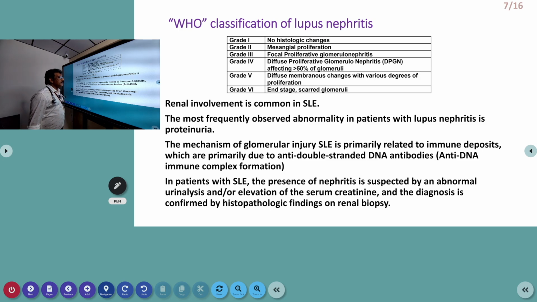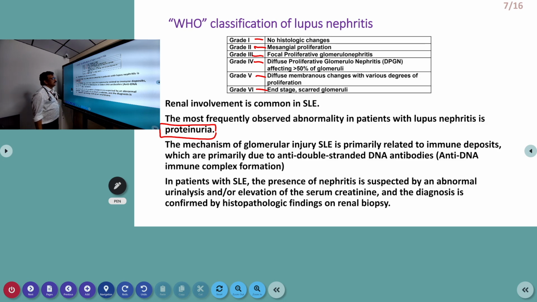In the kidney, it mainly produces glomerular nephritis that produces proteinuria. Proteinuria is a classical finding you get in lupus kidney. WHO has given us a grading for that. Grade 1 is no histological changes. Grade 2 is mesangial proliferation. Grade 3 is focal proliferative glomerulonephritis. Grade 4 is diffuse proliferative glomerulonephritis. Grade 5 is diffuse membranous changes. Grade 6 is end stage renal disease.